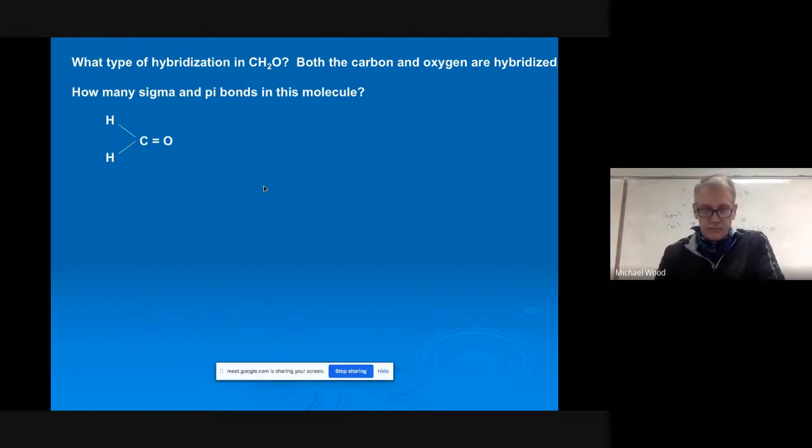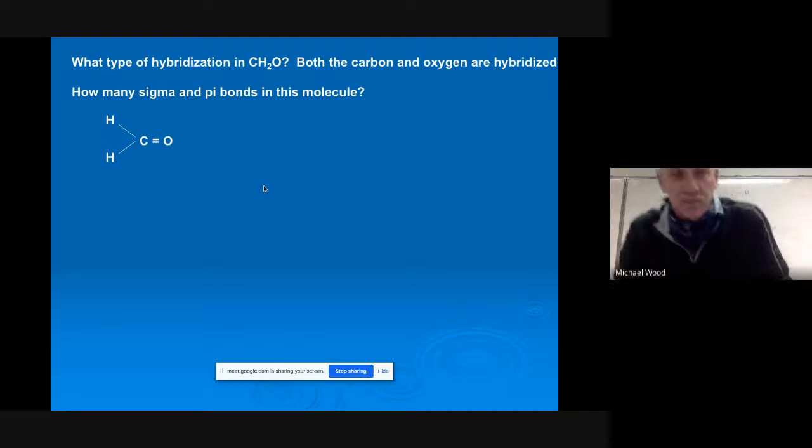And we will definitely move into chapter 10. Okay, so what type of hybridization? So here we're going to go back. We'll do dots, shapes, bond angles, polar, nonpolar, and the hybridization. Both the carbon and oxygen are hybridized. How many sigma and pi bonds are in this?